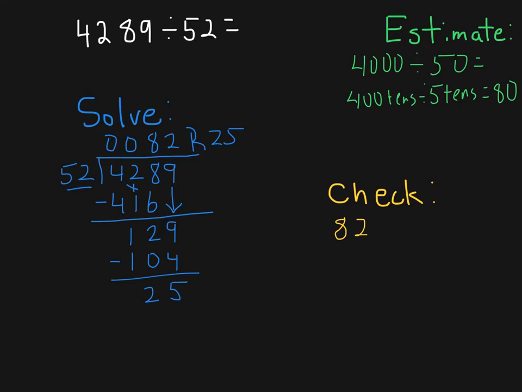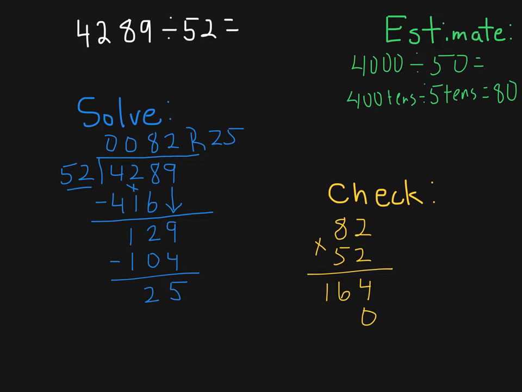Now for my check, I'm going to multiply the whole number in my quotient times my divisor, which is 52. 2 times 2 is 4, 2 times 8 is 16. I'm going to move to my second partial product, which is in the tens place, so I should have a 0 in the ones place. I don't want to forget to put that 0 there.